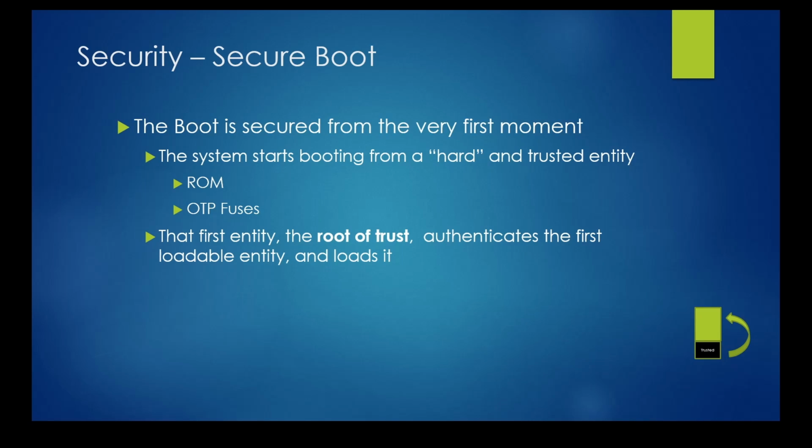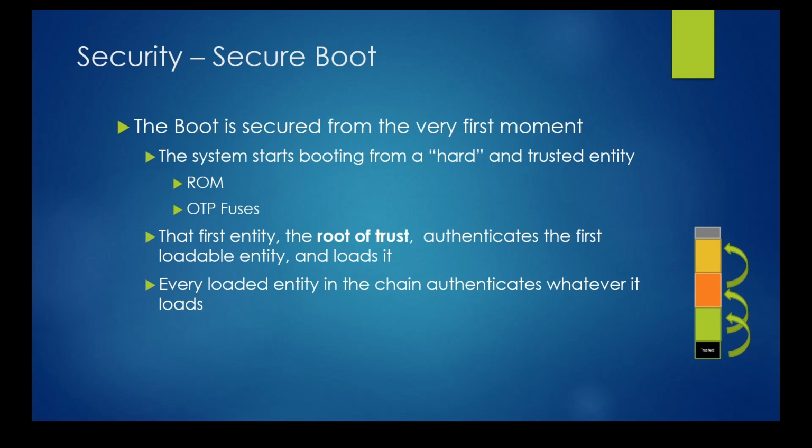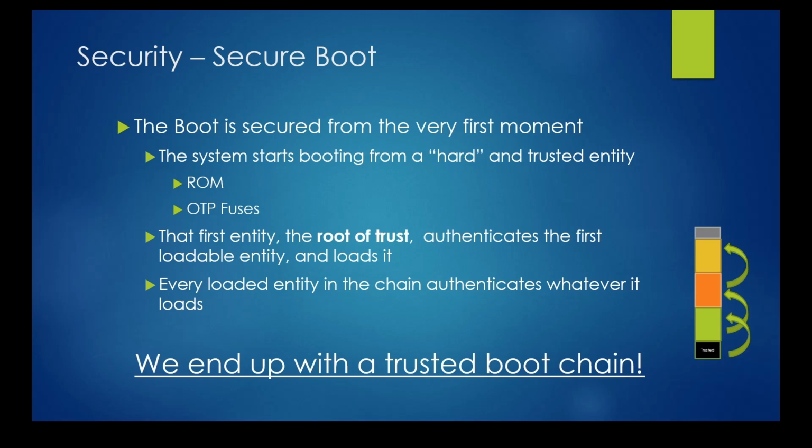The first running entity is usually small, since it is not desirable to have a lot of unchangeable code in the design. If a bug is found in non-changeable code, it could be devastating to the product because we cannot fix it. So the role of this first entity is just to authenticate and run the first changeable entity, usually residing in Flash. This entity will then continue the chain into loading the rest of the modules. At any given moment, no untrusted code can be loaded and run. We end up with a trusted boot chain.